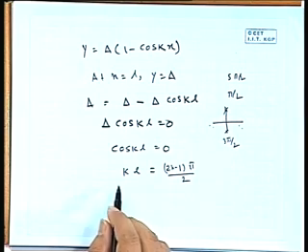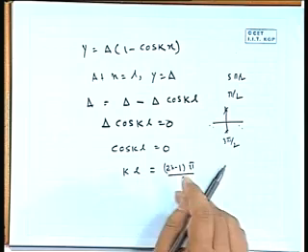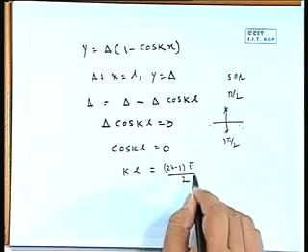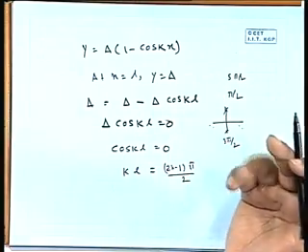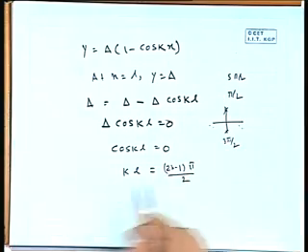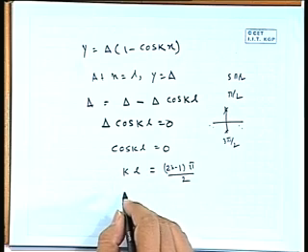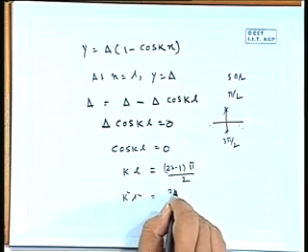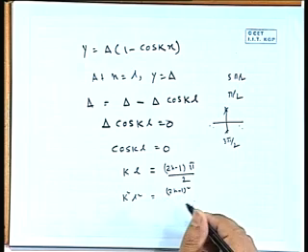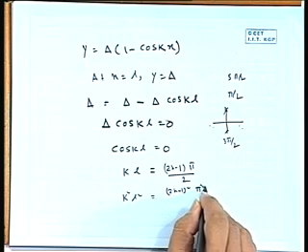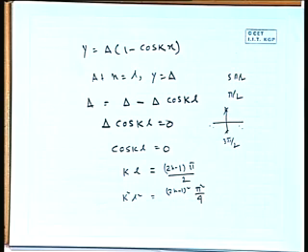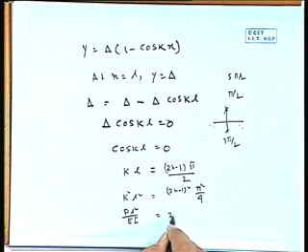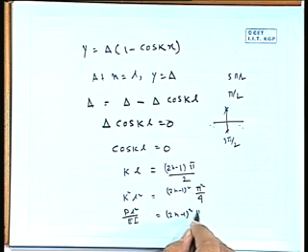So this part, there should be a factor (2n minus 1) pi by 2. The minimum value will be at n equal to 1, which is straight away pi by 2. Now if we square that equation, it will be k square L square equal to (2n minus 1) square pi square by 4, and k square equal to (2n minus 1) square pi square by 4 L square.